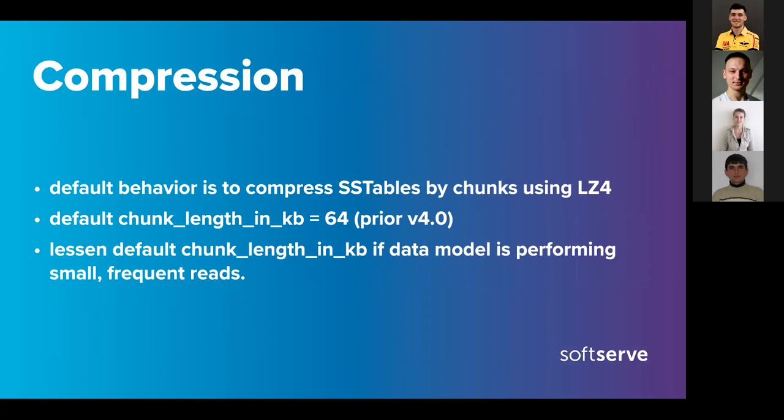There are a couple of interesting configurations that are set by default in Cassandra that you might not even be interested in until the problem comes. The first one is compression settings like chunk length. The default behavior in Cassandra is to compress SSTables using LZ4. The less data read or written, the better. But we need to ensure that we use a proper chunk size to minimize these input-output operations.